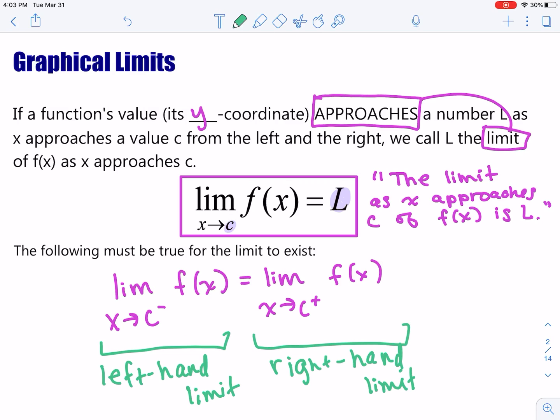I know this is a lot of notation and vocab, but we're going to do a few examples to make this a bit more concrete. Alrighty, let's try some examples.